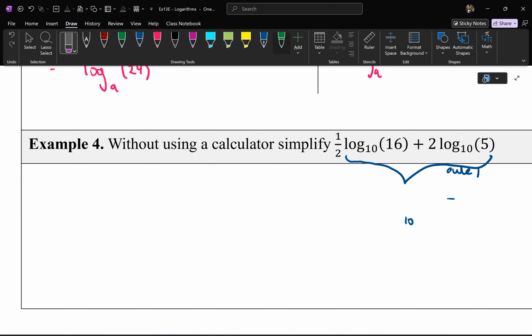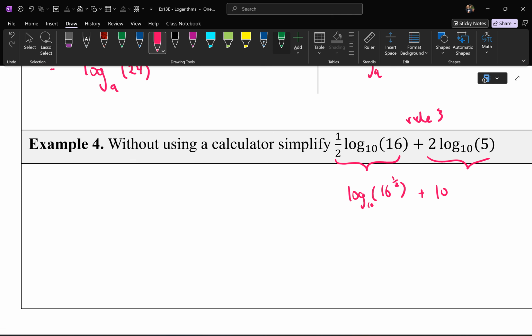How do you actually do it? Well, you have to use rule number 3 first. Rule 3 now becomes log 10, 16 to the power of half, plus log 10, 5 squared. This is okay to use rule number 1 now. See, there's no numbers at the front. Rule number 1 never talked about it. So here, this is when you say it's log 10 of 16 to the power of half times 5 squared.